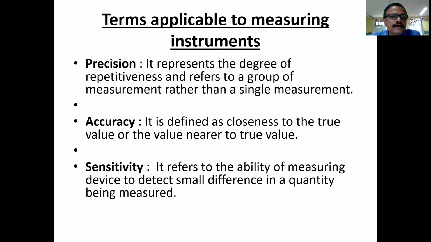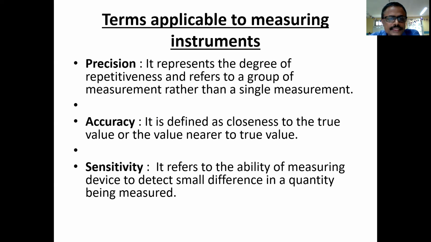Then it is also important to know these terms. Precision refers to the ability of the measuring instrument to repeat its reading again and again. So it is basically the degree of repetitiveness. Then there is accuracy. Accuracy is how close you are with the true value or standard value. If the measuring instrument is giving the value near to the true value, then we say that the measuring instrument is accurate.